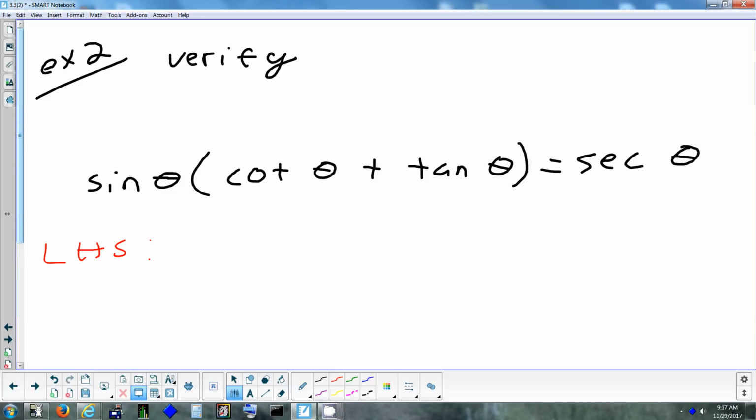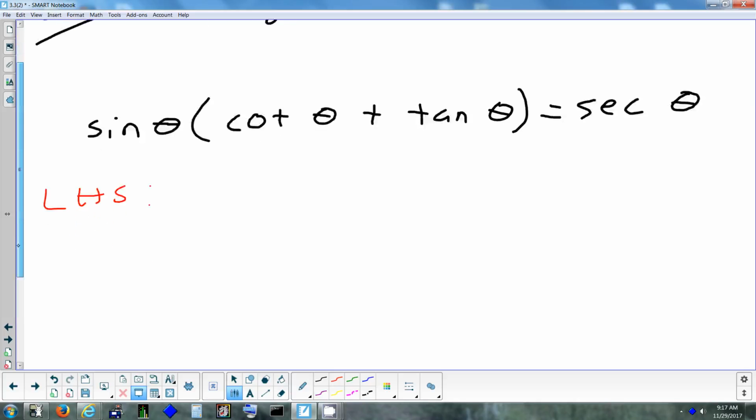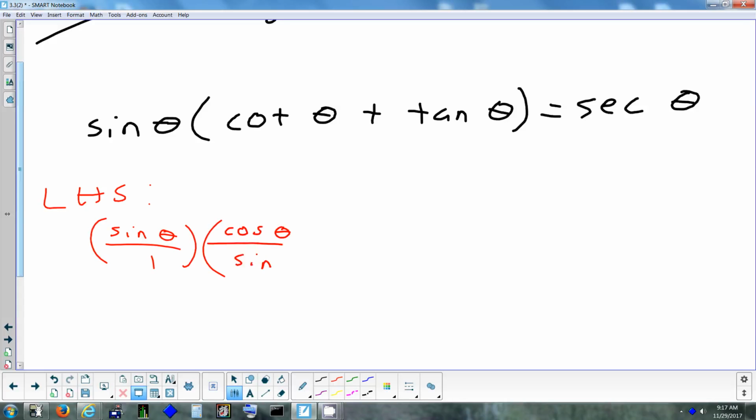Okay. Irene, any thoughts what we could do on the left-hand side? I think there's a couple options. Change cotangent to cosine over sine. Okay. So since she's going to make cotangent a fraction, I'm going to make the other part of that a fraction as well. Okay. And how about tangent? Anything you want to do with that? Change it to sine over cosine. Yep, that's a good idea.